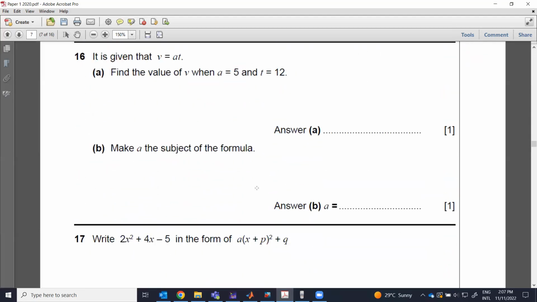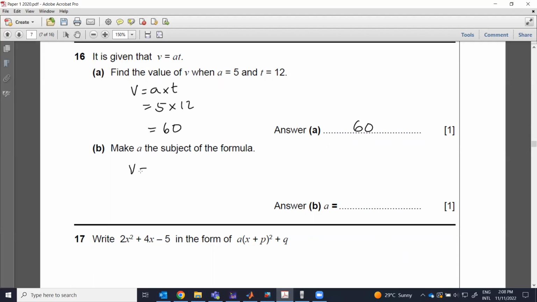Question 16. It is given that v is equal to at. Find the value of v when a is 5 and t is 12. So v is a times t. A is 5. T is 12. 5 times 12 is 60.